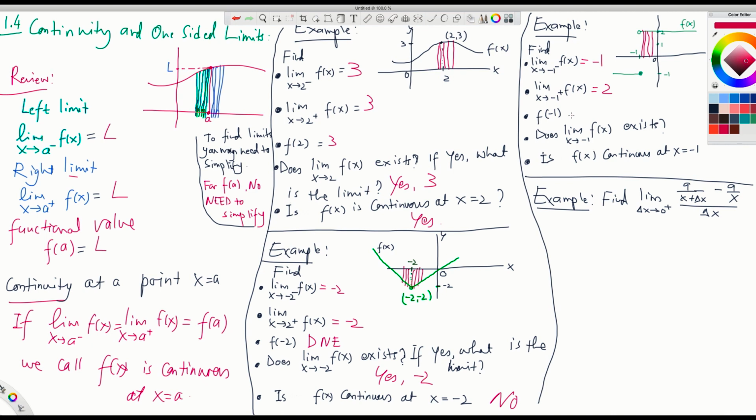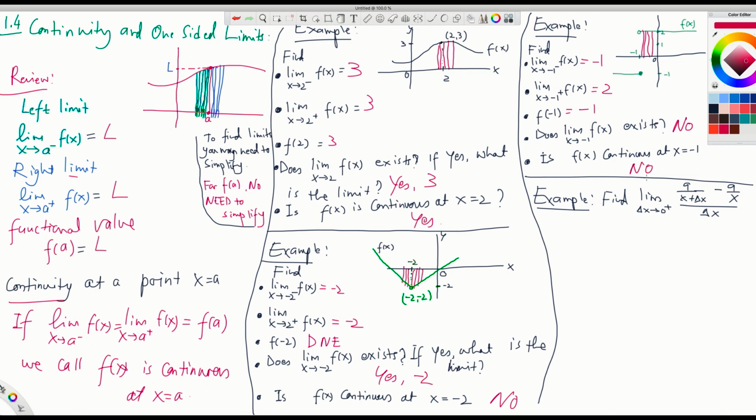How about the functional value? What do you think? To look at the height at -1, you look at -1 here, because there is a closed circle, right? So at -1 the function is defined, so it is -1 as well. Do you think the limit exists? No, right? The limit does not exist because the left limit and the right limit are not equal. How about the continuity? No, because the limit does not exist. Also the functional value is not equal to the left limit and right limit. So the answer is no.